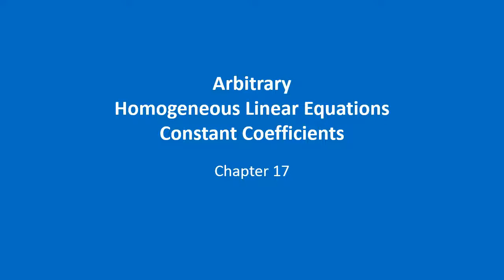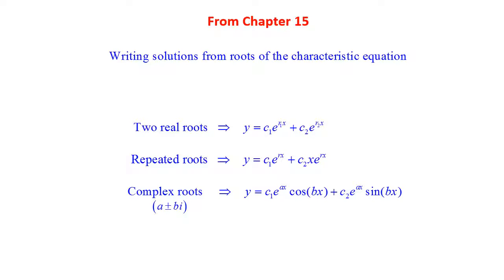Here in Chapter 17, we're going to be studying things that are not necessarily second order and see how we can use the concepts from Chapter 15 to extend to higher order equations. In Chapter 15, we solved the characteristic equation and we had two roots. They were either two real roots, two repeated roots, or two complex roots.